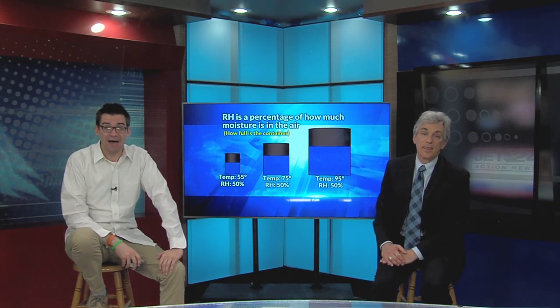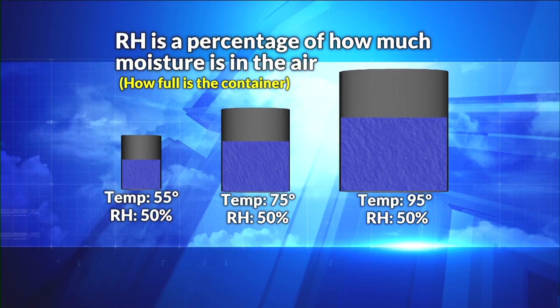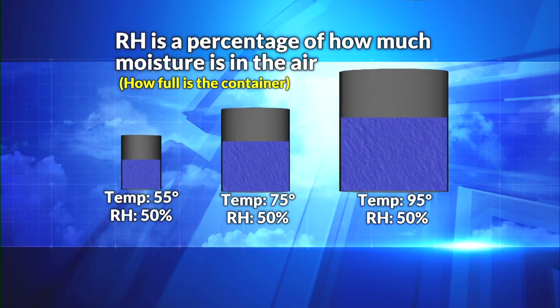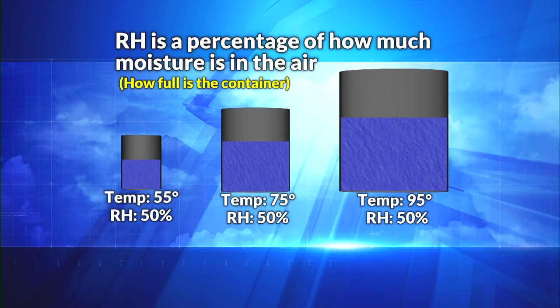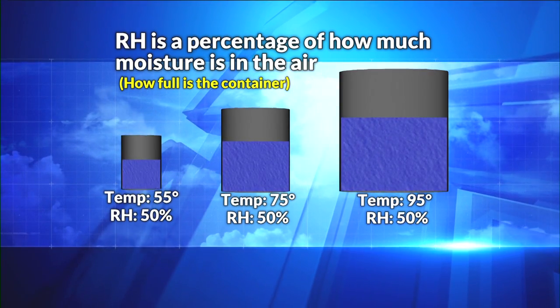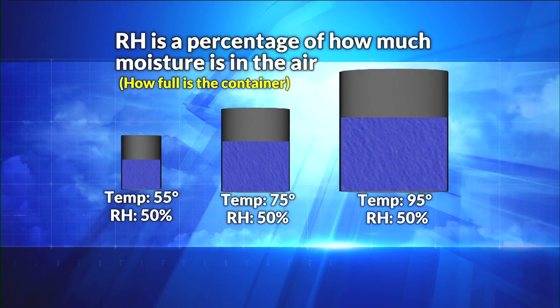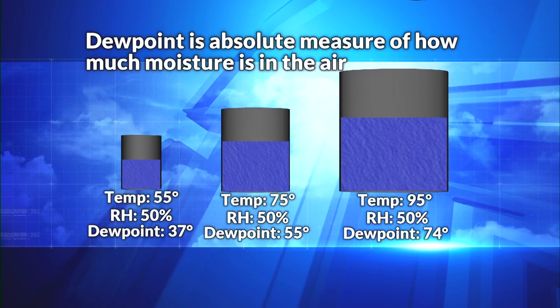Let's talk about dew point temperature. We'll go back to our examples with our 3 cylinders. We have a temperature of 55, a temperature of 75, and a temperature of 95. All of those relative humidities are halfway at 50%. So basically, the takeaway here is, how full is the container? Let's add in the dew point temperatures now.